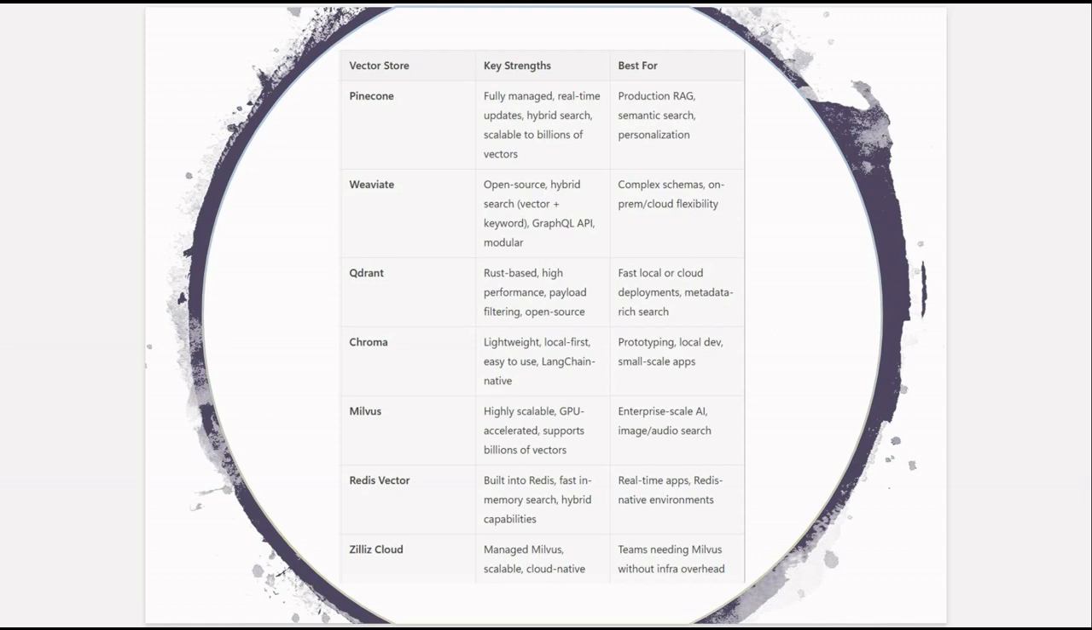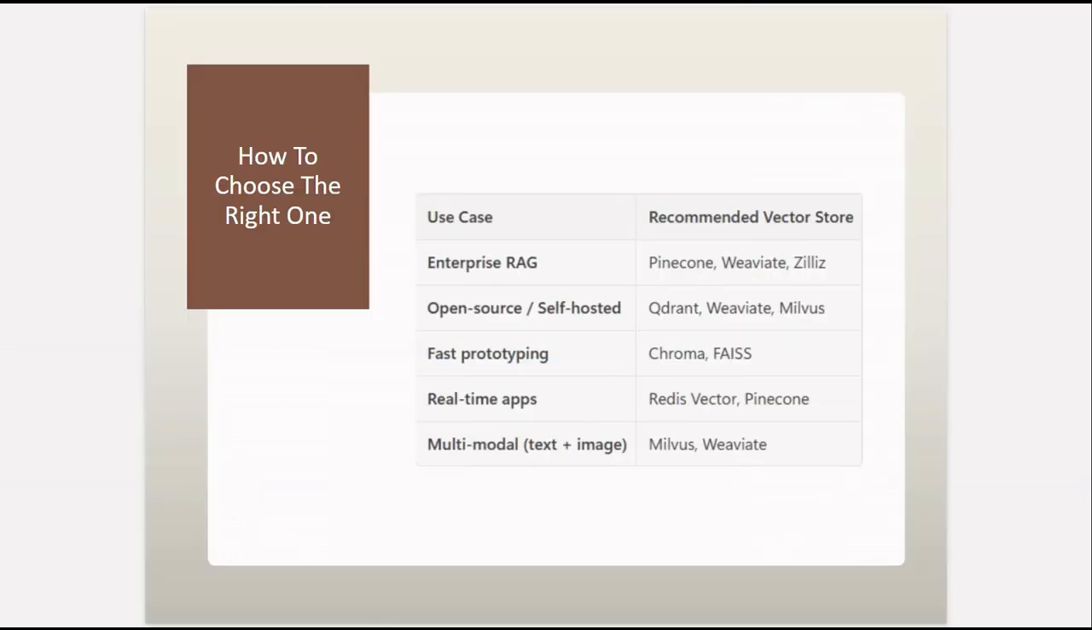So these are the databases which are very hyped. Definitely you can choose one of these. Now here is the recommendation on how you should choose the right one. Whenever you are looking for an enterprise RAG kind of solution, then you can go with either Pinecone, Weaviate or Zilliz. If you are looking for open source or self-hosted, then you can go for Qdrant, Weaviate or Milvus. If fast prototyping is your need, then Chroma and Files are there because they promote local development.